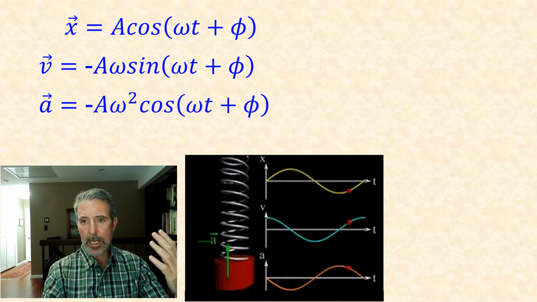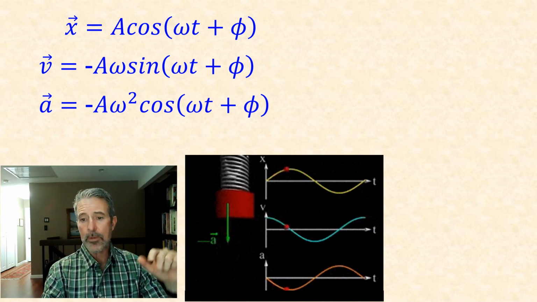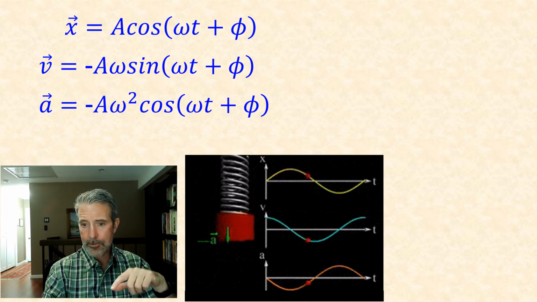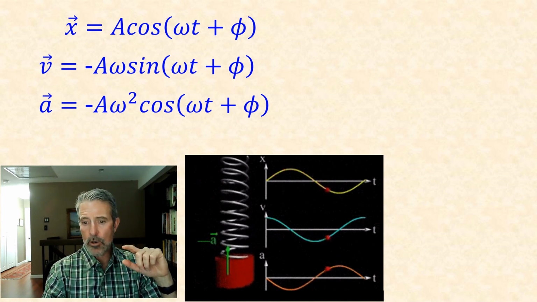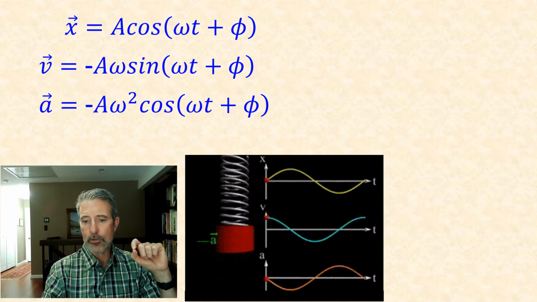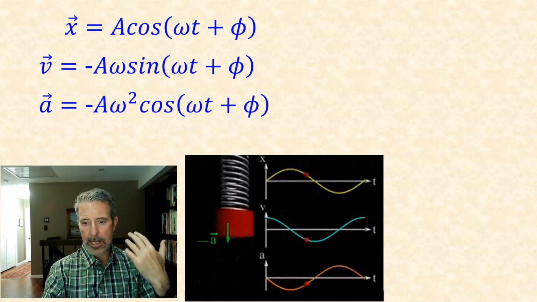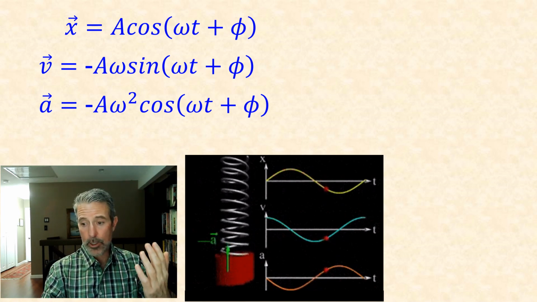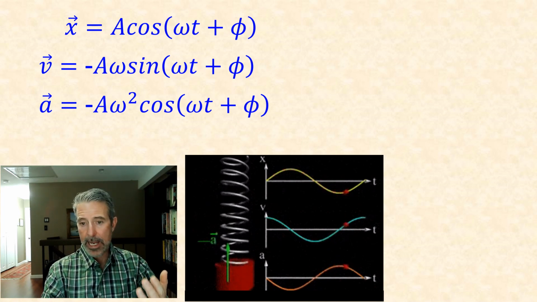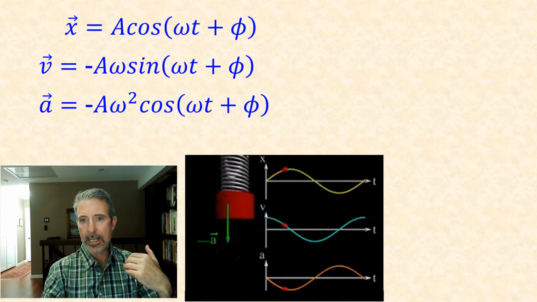You can see this nicely in the simulation if you trace the red dot as it moves from left to right. Notice that when the velocity has a value of 0, which is right now, the position of the oscillator is at a maximum, what we call the amplitude, and the acceleration of the oscillator would be at a minimum value.